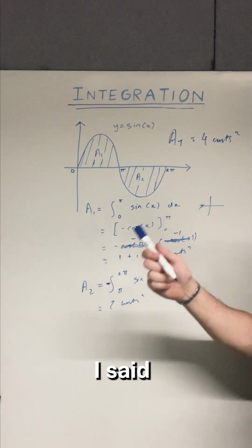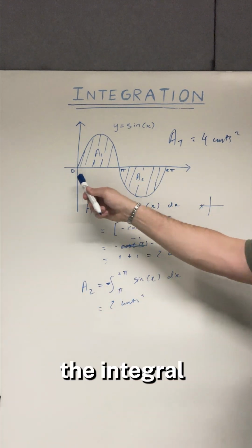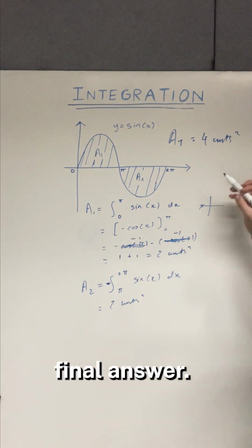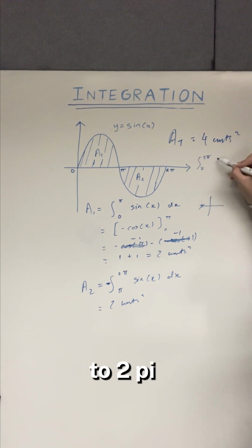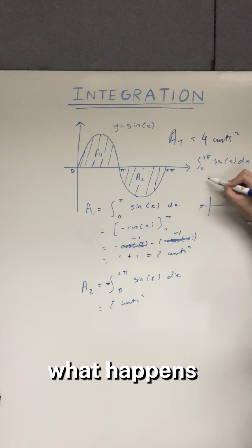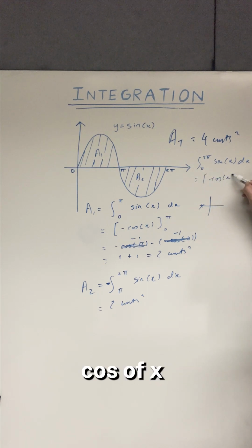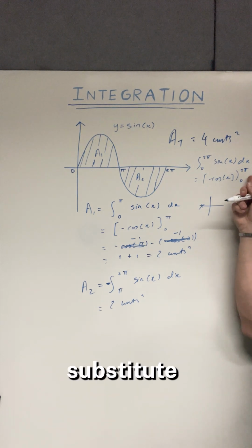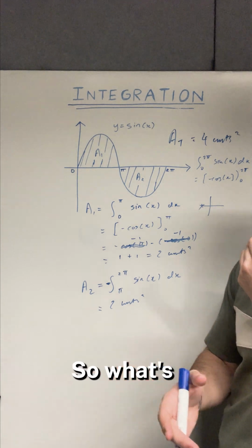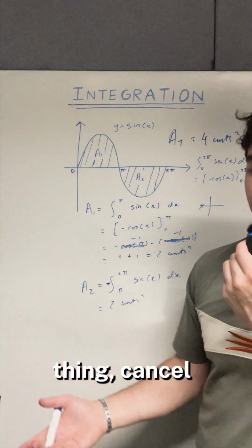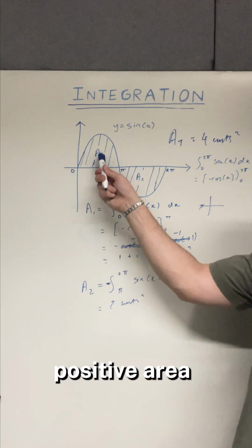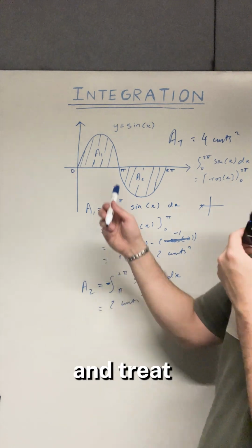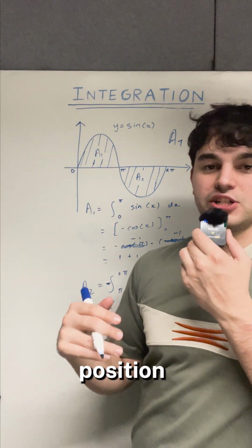Now, the reason why I said you still have to split it up is because if you just take the integral from 0 to 2 pi, you're actually going to get 0 as your final answer. So if we take the integral of 0 to 2 pi of sine of x, we get negative cos of x, and we have to substitute in 0 and 2 pi. But when you substitute in 0 and 2 pi, you actually get the same result. So you're just going to get something minus the same thing, which cancels out to 0, and the reason why it cancels out to 0 is because your positive area cancels out with your negative area. So even if you use symmetry, you still have to split this up and treat each area according to what its position is relative to the x-axis.